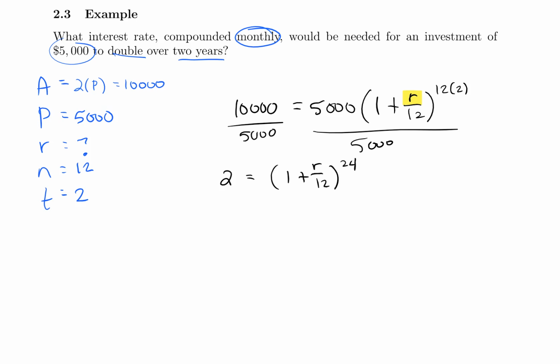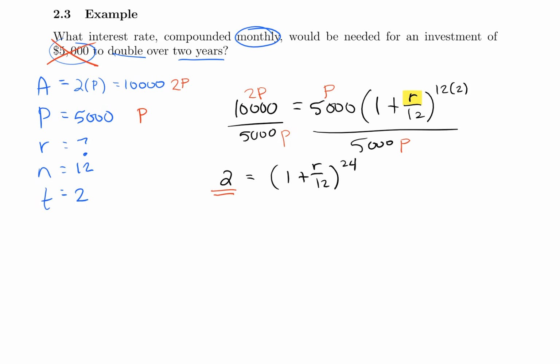Now the reason I'm so excited about this 2, on the other hand: what if I hadn't given you the $5,000 in the original problem? So I say, what interest rate, compounding monthly, is needed for an investment to double over 2 years? Well, we could still figure this out. If I don't know the original principal, so we just leave it as P, then the future value is 2P. And so if we have P on the right-hand side and 2P on the left-hand side, when we divide by P, we will always be left with 2 on the left-hand side.